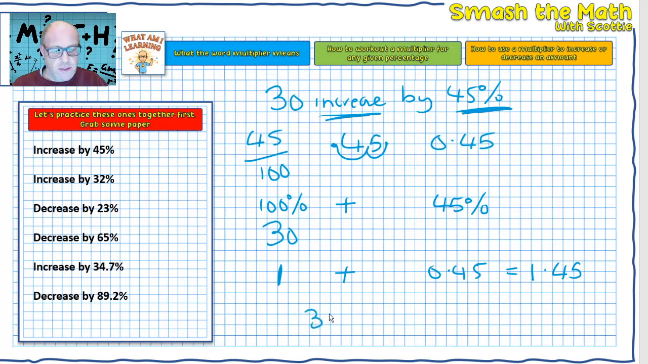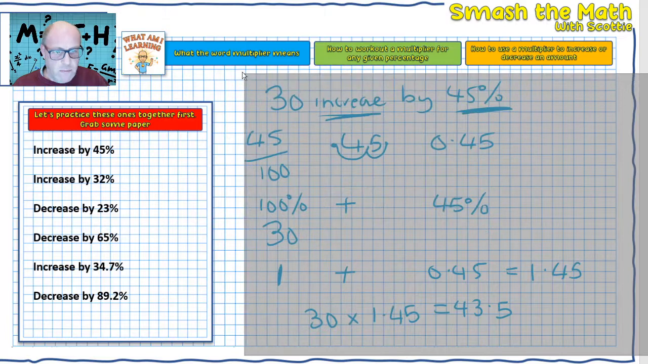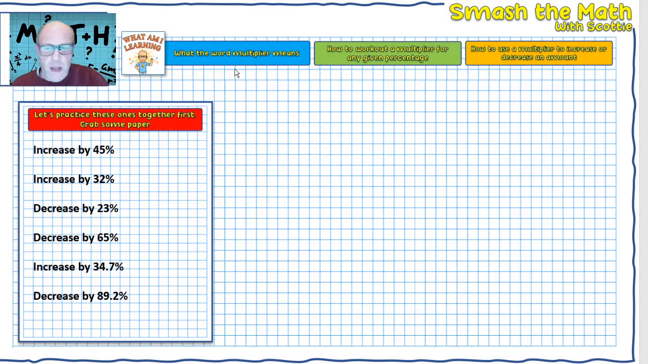So I'm going to do 30 times 1.45 in my calculator. So if I grab that and I do 30 times 1.45, I get 43.5. Okay, so that's one example. So let's just get rid of that, and I'll show you a couple more, and you can do them with me. Okay, so let's take now, I don't know, 60, and we're going to increase that by 32%.